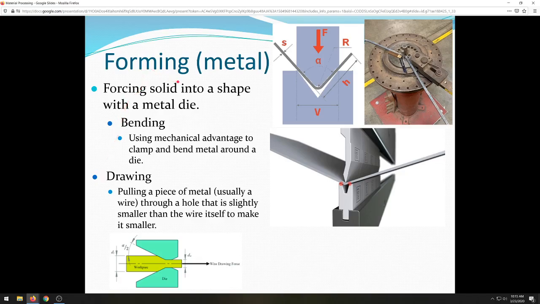So continuing with forming, these should be more familiar processes to at least students in my metal shop. This is where we're taking solids into shape with a metal die. So here's a press brake. This is a close-up of how a press brake works. This is our Diacro bender, not ours, but similar to our Diacro bender, where you take this target piece of steel, you clamp it into place, and then you use an arm, a bending guide, to wrap it around a die in one direction or another.